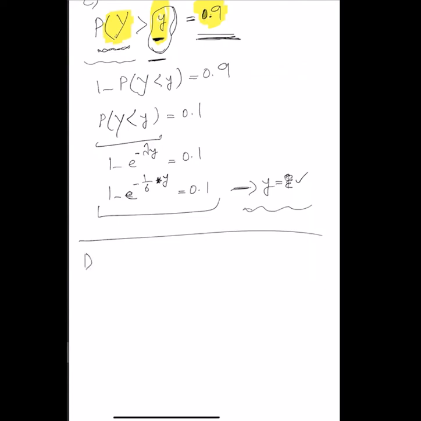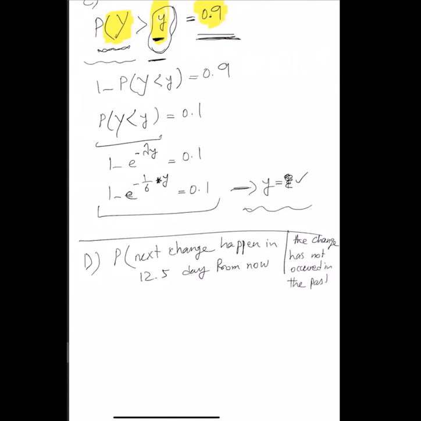And then the last question, part D, says, what is the probability that the next change in the website occurs in less than 12 and a half days from now, given that the change has not occurred in the past 3 days?